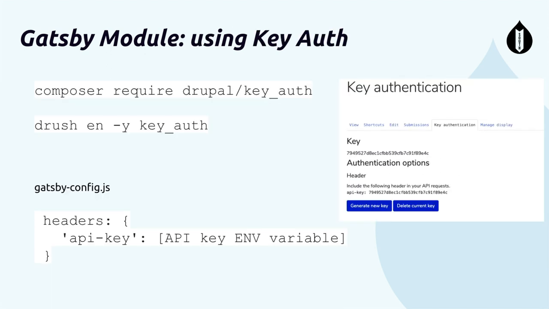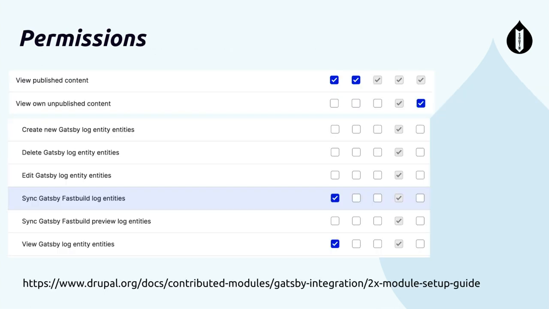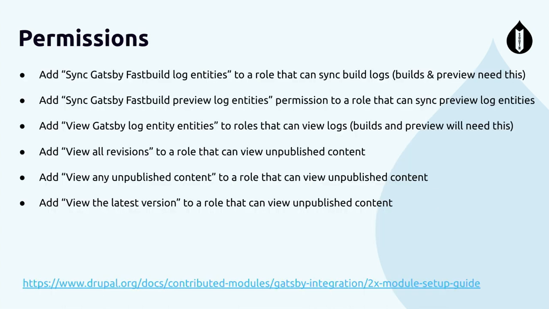A few more modules for authentication. The Key Auth is great. You can use basic authentication, which would just send the username and the password, or the key, which you can add to your environment variables on your localhost and in your building environment like Gatsby Cloud or Netlify. Of course, with Drupal, wonderful permissions that you can set. You can really lock down if you create a role, like an API role, create a Gatsby user or whatever you'd like to call it, and you can then add only what that role needs to be able to allow the Gatsby module to send the right information. There's a great walkthrough on Drupal.org on how to do that with version 2 of the module.